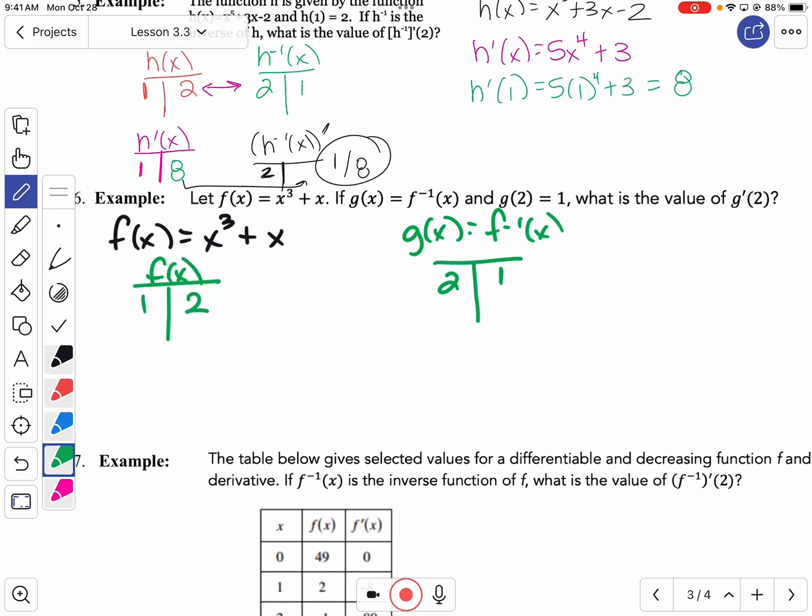Okay. It wants me to find the value of g prime at 2. Well, it's got to match or be an inverse to what value on f prime? What x value?